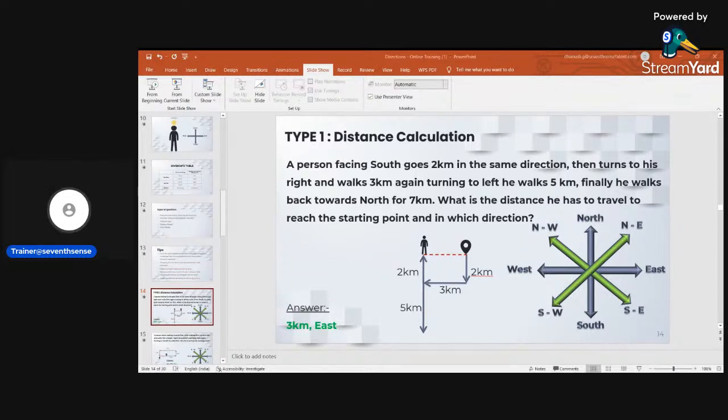And what they are asking is, how far is she from her house? So we can make a dotted line to represent this, so that we can make a triangle. So what is the a value and what is the b value?